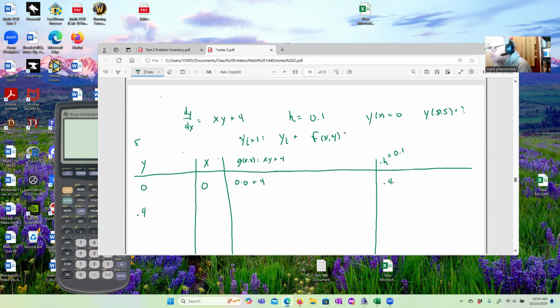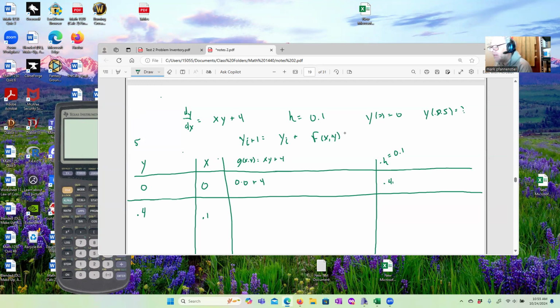The next value for x is just going to be x plus h. Okay, so we're just going to say x is going to be 0.1. So g of x, y. Okay, so we're on our number 2 here. Okay, so this is x is 0.1. Okay, y was 0.4. Okay, this is not y of anything. This is the value for y.